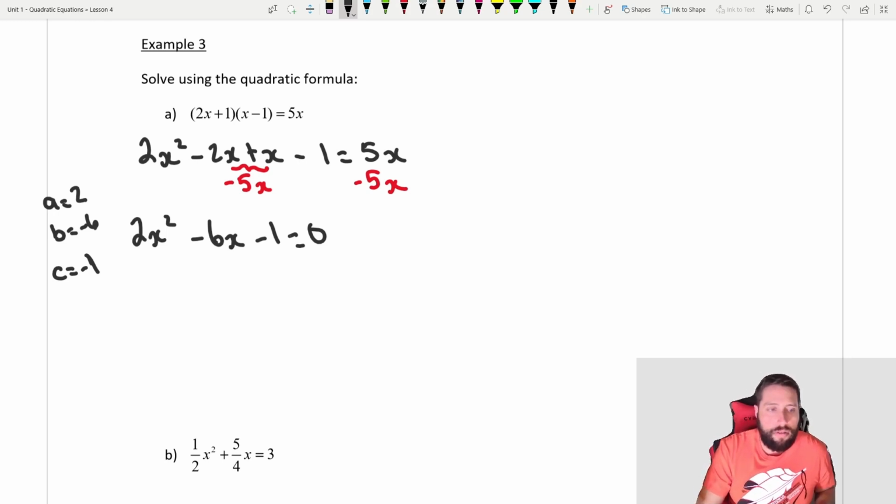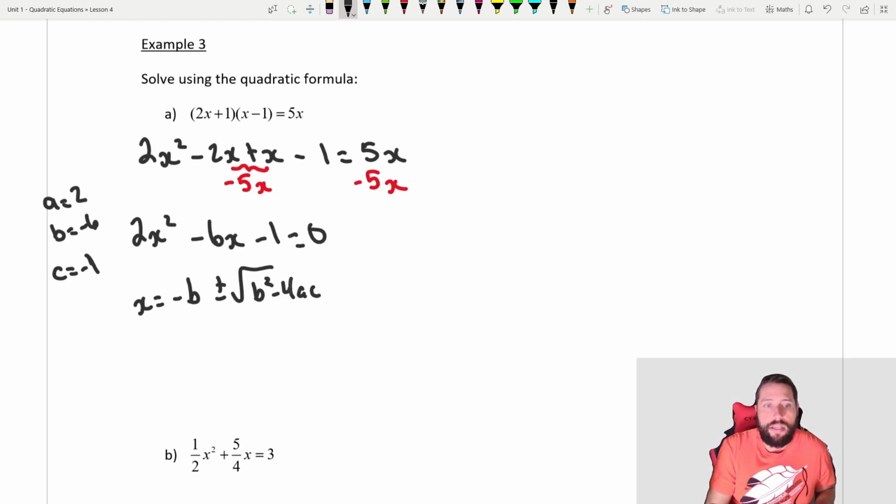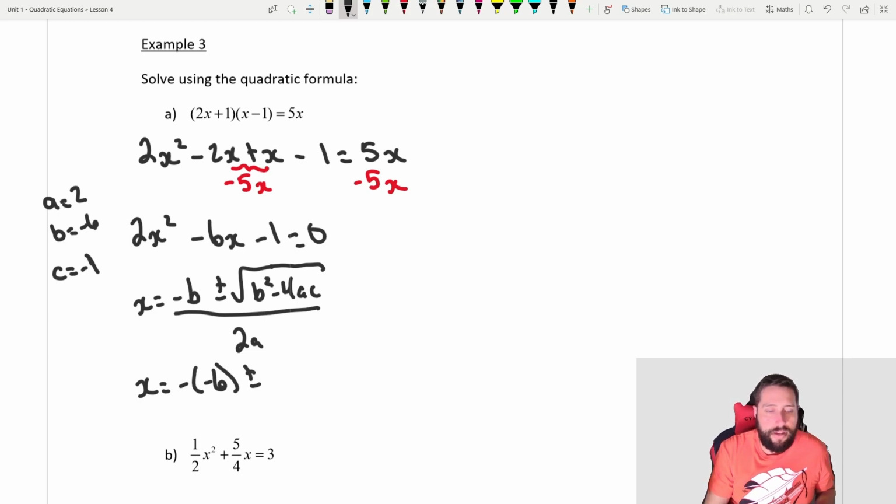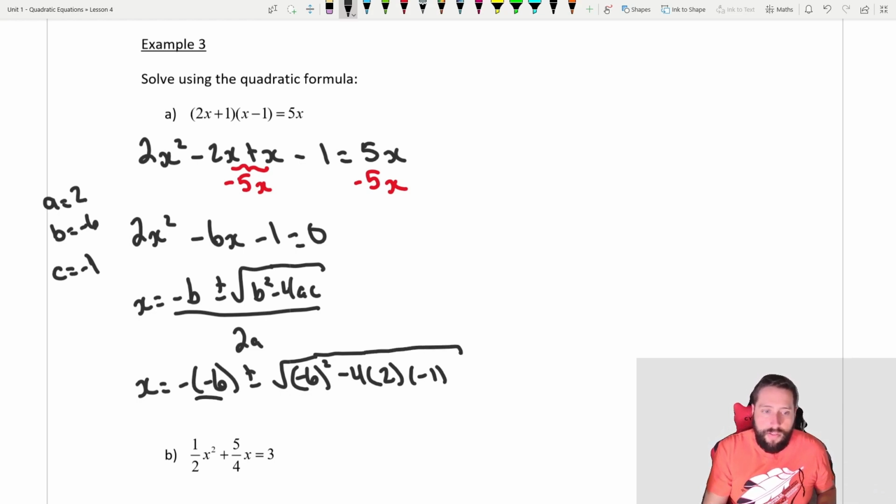So, quadratic formula: x is equal to negative b plus or minus the root of b squared minus 4ac, all over 2a. Substituting in, we get negative 6 plus or minus the root of negative 6 squared minus 4 times 2 times negative 1. And this is all being divided by 2 times negative 1.